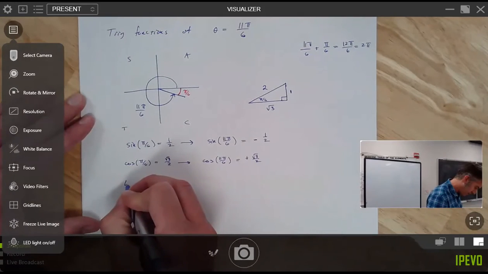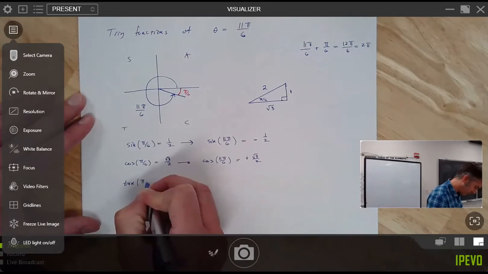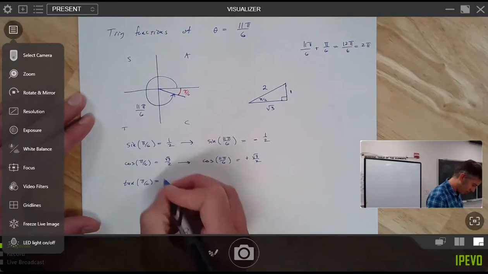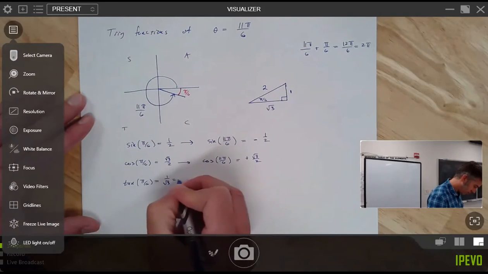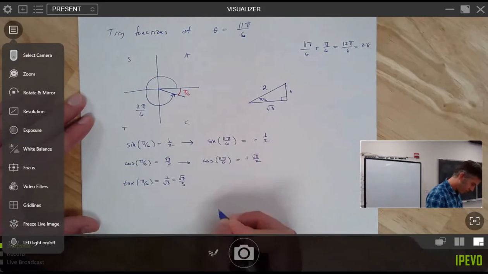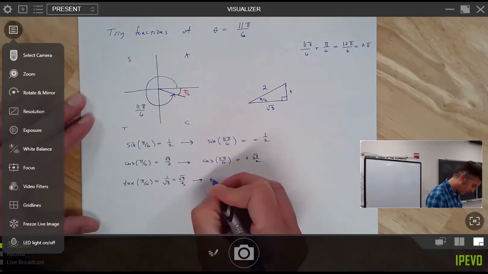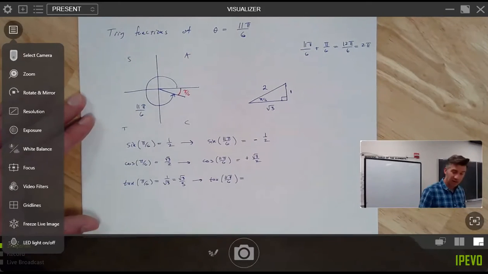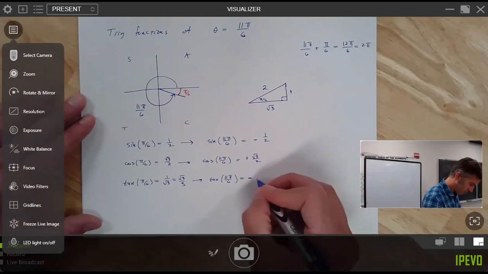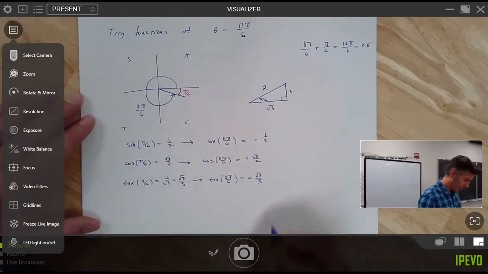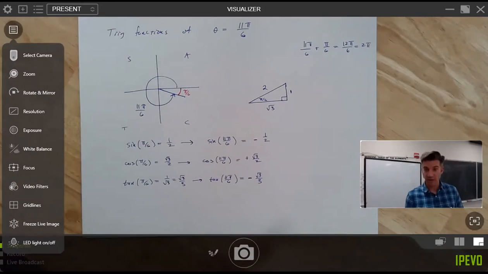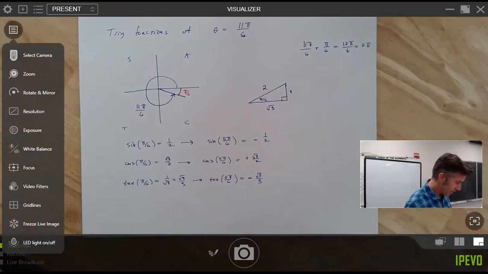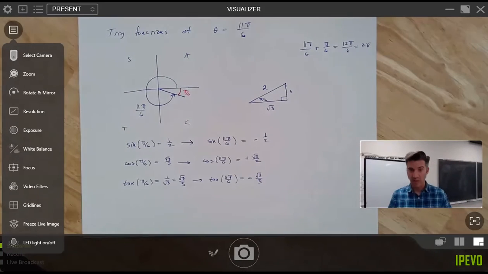And then tangent of pi over 6 is normally 1 over root 3, which is root 3 over 3. Tangent of 11 pi over 6 is going to be negative root 3 over 3. Because again, we're in the quadrant where cosine is positive and the other two are negative. And then after we do the primary 3, we can very easily do the reciprocal 3.